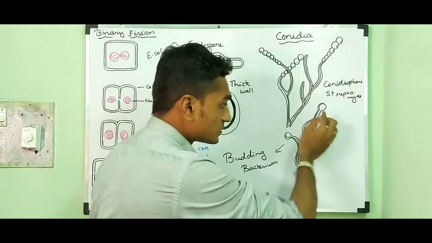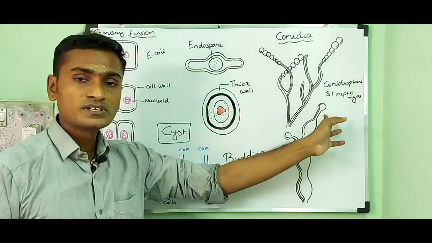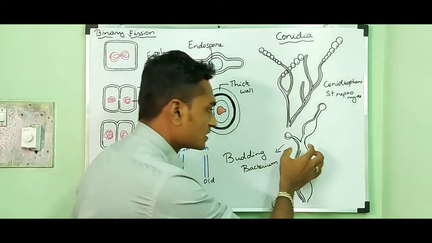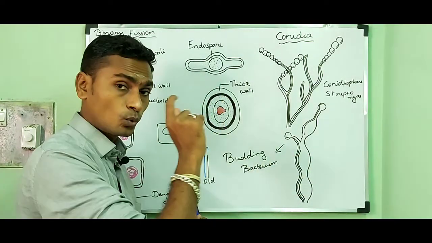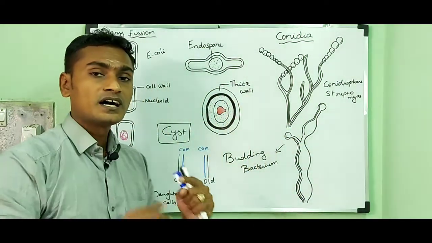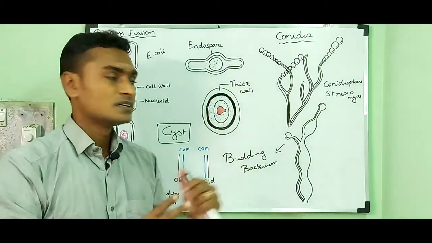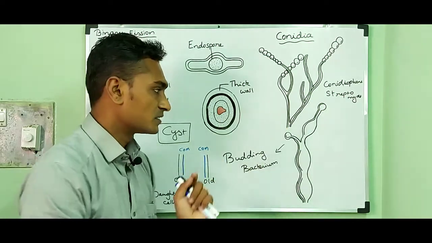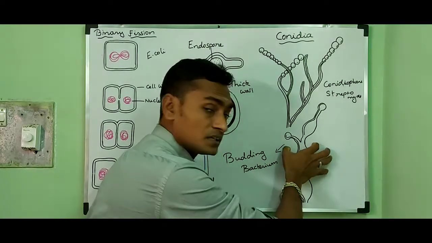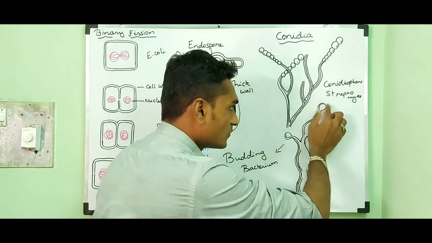Simultaneously, nuclear division also takes place inside that cell. One part of the nucleus remains with the mother cell, and the other part of the nucleus goes to the cytoplasm of the bud. So once again I repeat: one part of the nucleus remains within the mother cell, and the other part goes with the cytoplasm of the bud.